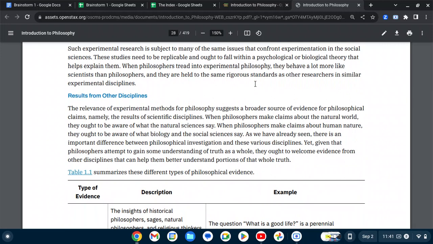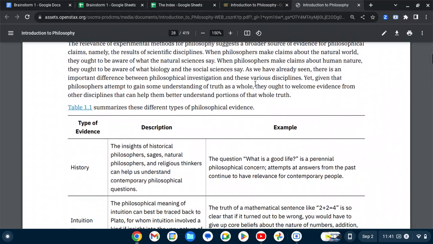Results from other disciplines. The relevance of experimental methods for philosophy suggests a broader source of evidence for philosophical claims, namely, the results of scientific disciplines. When philosophers make claims about the natural world, they ought to be aware of what the natural sciences say. When philosophers make claims about human nature, they ought to be aware of what biology and the social sciences say. As we have already seen, there is an important difference between philosophical investigation and these various disciplines. Yet, given that philosophers attempt to gain some understanding of truth as a whole, they ought to welcome evidence from other disciplines that can help them better understand portions of that whole truth.